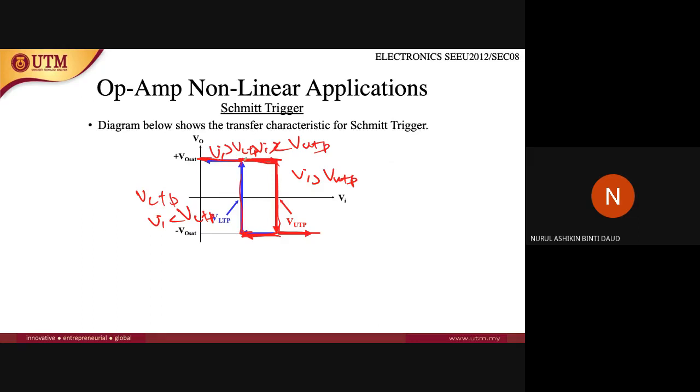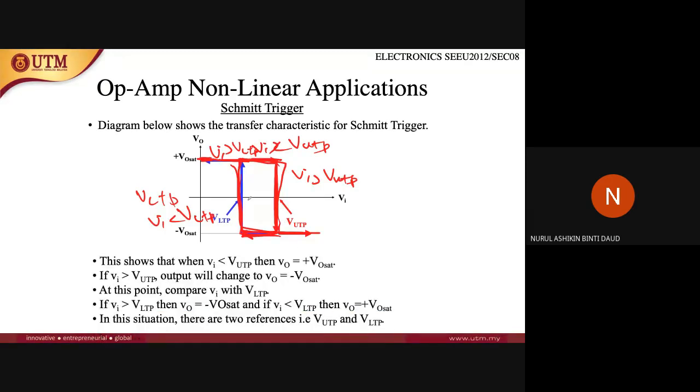So the first cycle is actually like this. From here it will start another cycle here. So the cycle is actually like this. So this is what we call the hysteresis cycle.